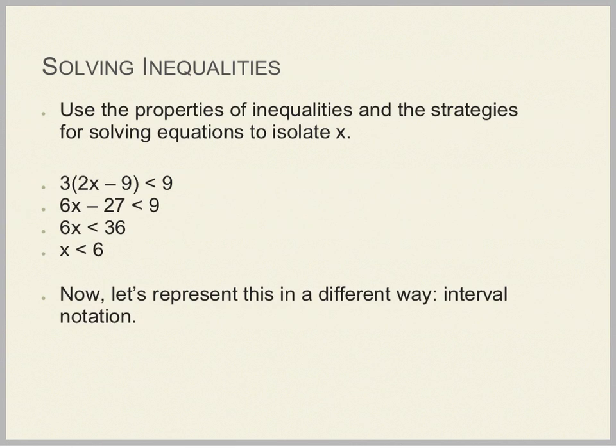Using our properties of inequalities and our strategies for solving equations, we are going to isolate our x variable. Here you can see I started by distributing 3, getting 6x minus 27 is less than 9. I then add 27 to both sides and divide by 6, leaving me with an inequality of x is less than 6. And we are going to look at how to represent this in something called interval notation.